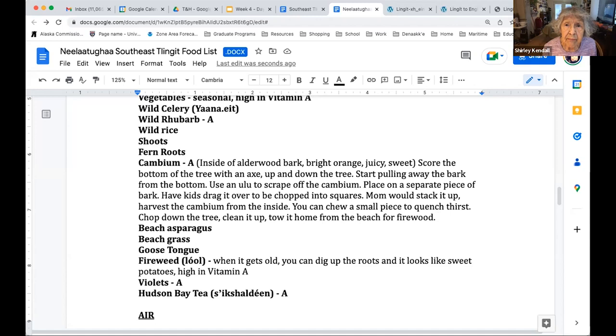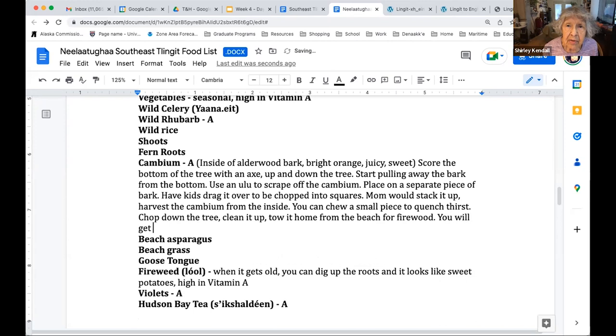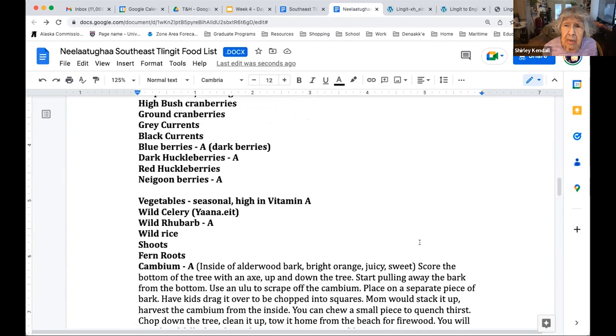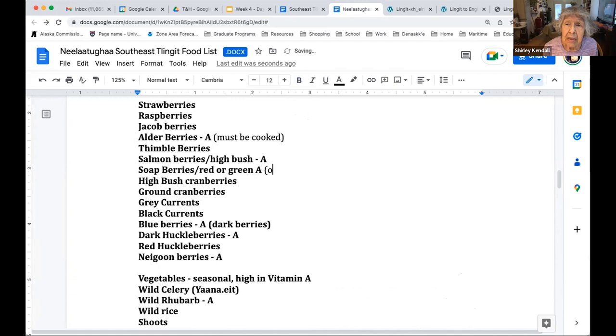And my mom used to can those, and because of its vitamin A, I don't think it hurt anything. Other berries, soap berries, are also orange color. So even when you beat it up, it keeps the same color. It would have a lot of vitamin A.